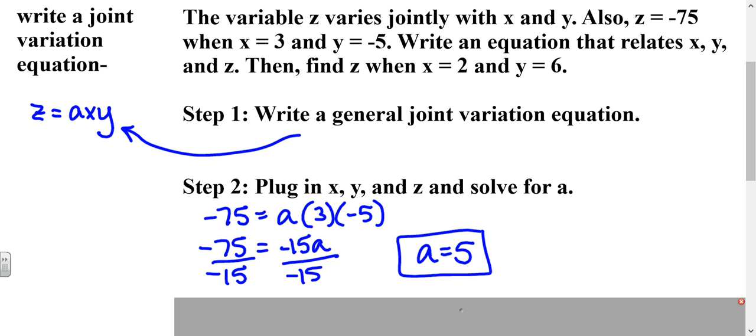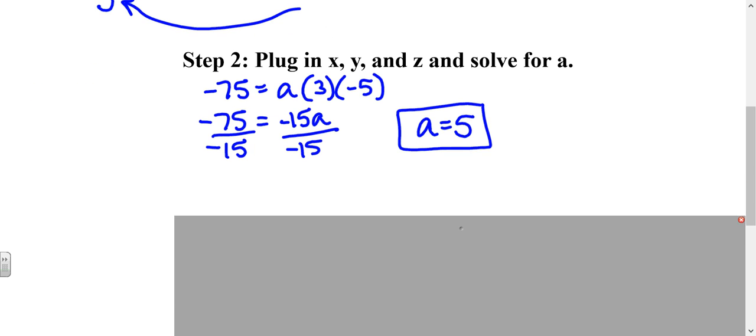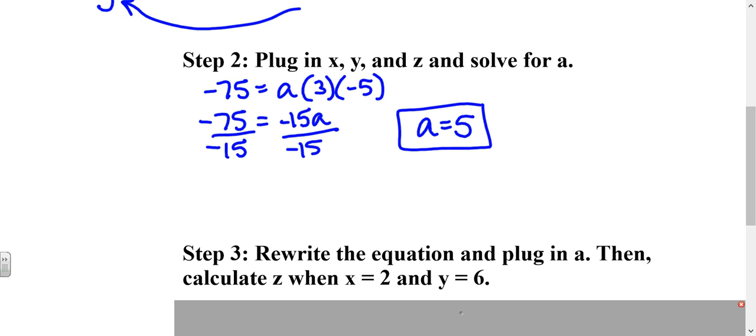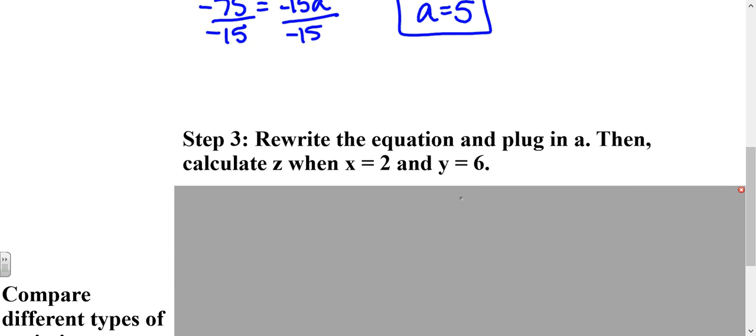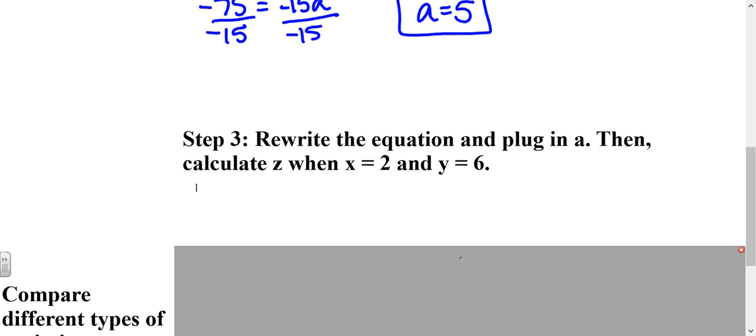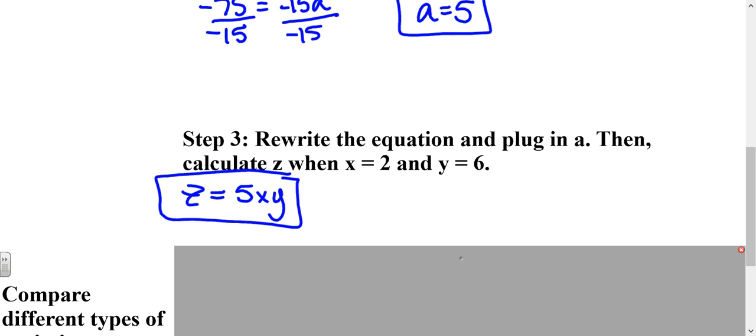So now it says write an equation that relates x, y, and z. So that means I have to have an x, a y, and a z in my equation. So I'm just going to take that first equation that I wrote. So I'm going to have z equals, well now I know what a is. A was 5, and then I had x and y. So this is my equation that relates z, x, and y. So we're going to have all those actually in the equation.